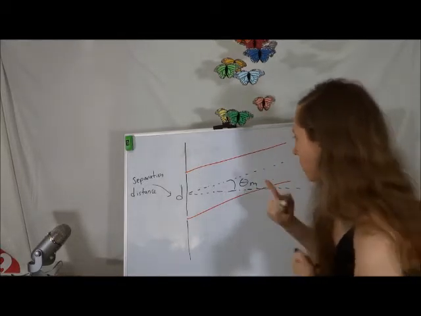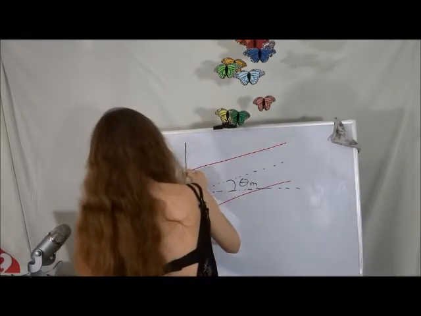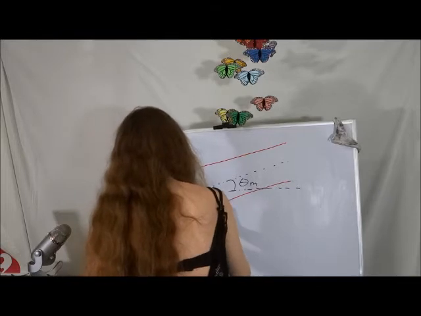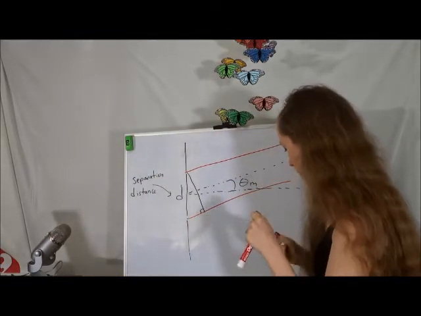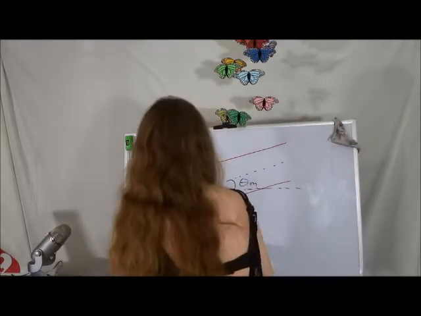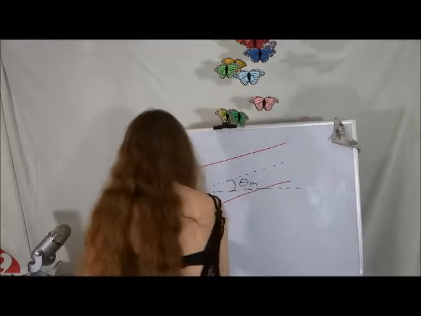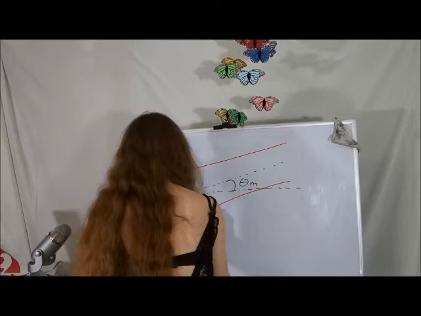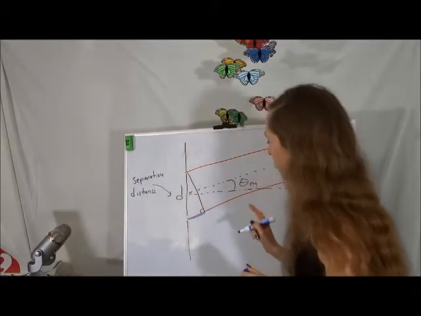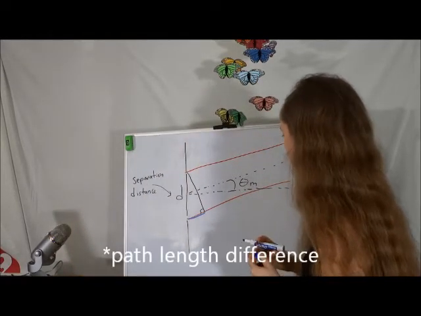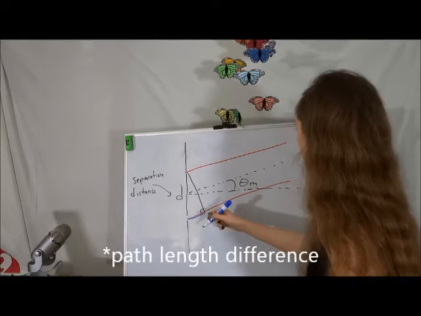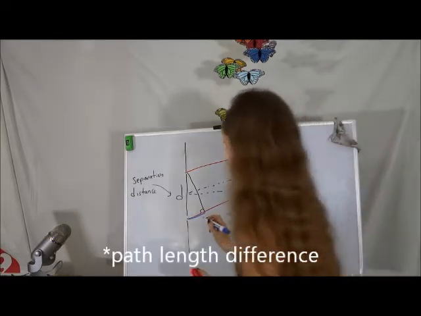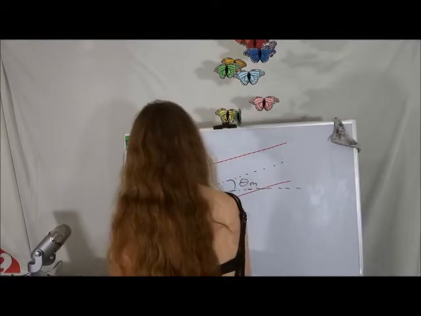So, if we draw a straight line going like this, this distance down here, which I'll color in blue for us, is going to be our path length distance. So how much farther does this light have to go to reach our screen than this one? So this is delta R.